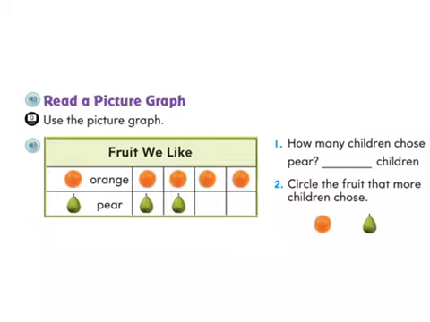So our first question is, how many children chose pear? Well, we can see 2 kids chose pear. Number 2 says, circle the fruit that more children chose. Now, I wouldn't even have to count these to see that there's more oranges than there are pears. I can just visually see that. So I know that the answer is oranges.